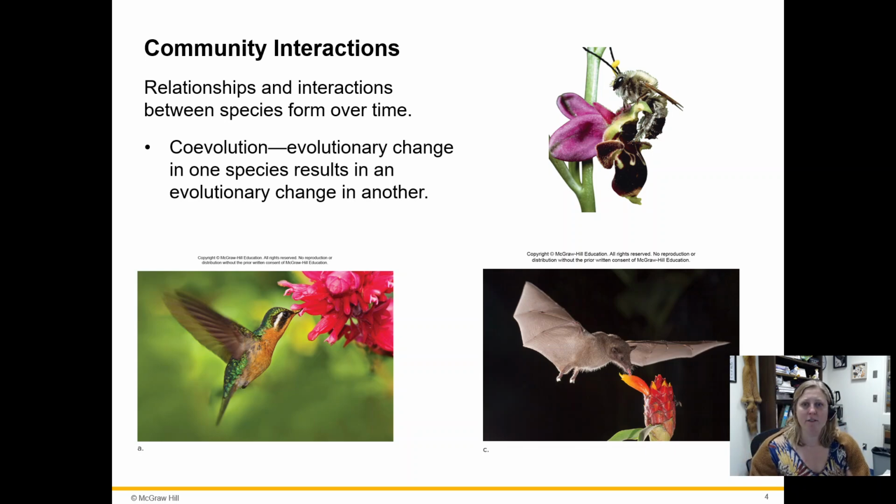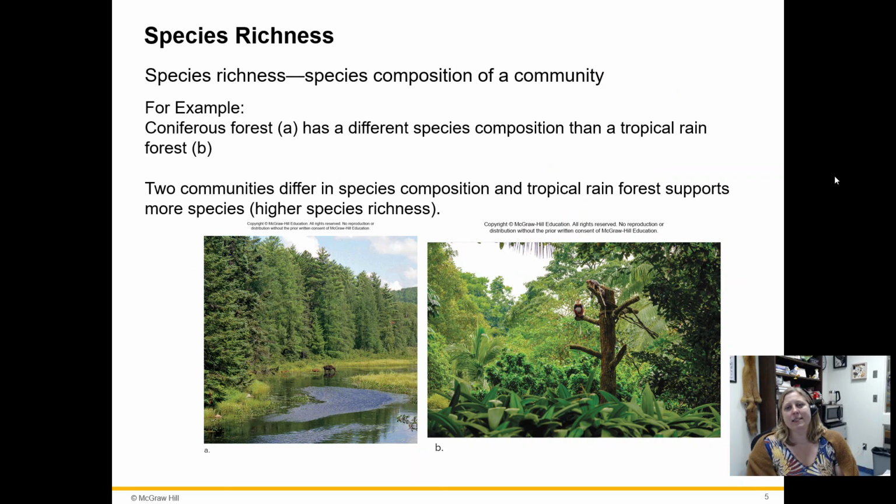So what else do we have here? Well, understanding communities allows us to understand species richness. Species richness is a kind of biological diversity.